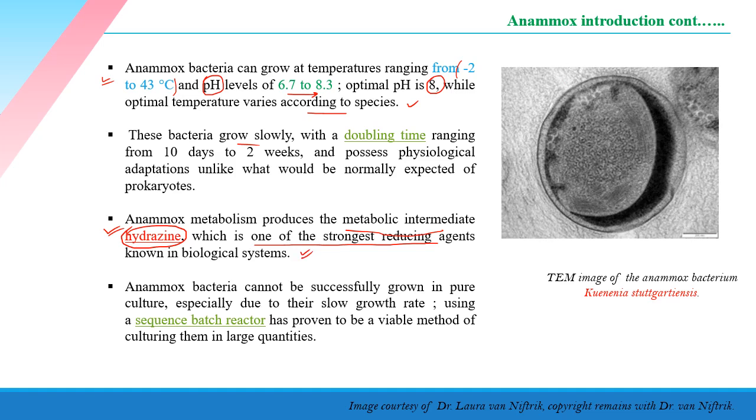And these Anammox bacteria cannot be successfully grown in pure culture. Because of their slow growth rate, what we can do is use a sequencing batch reactor to culture those Anammox bacteria in large quantity. This is a transmission electron microscopic image of the Anammox bacteria Kuenenia.